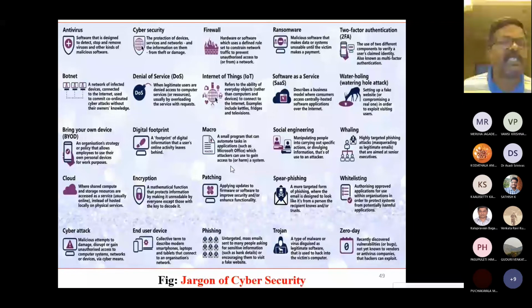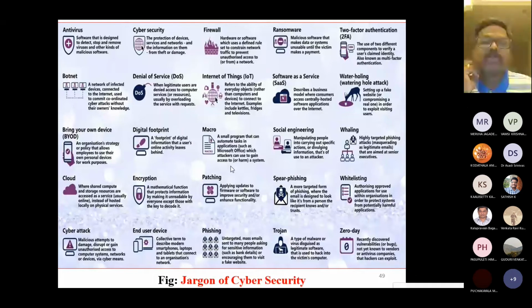Antivirus is a software that is designed to detect, stop, and remove viruses and other kinds of malicious software. We are using antivirus software such as Bitdefender, Norton Antivirus, AVZ, Avira, Kaspersky, etc. Then cyber security is nothing but the protection of devices, services, and networks and the information on them from theft or damage.